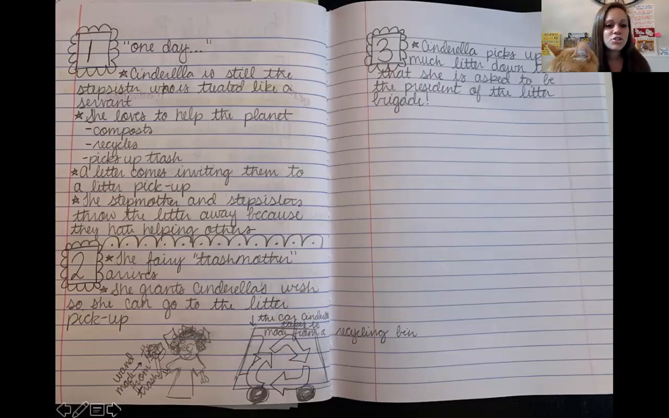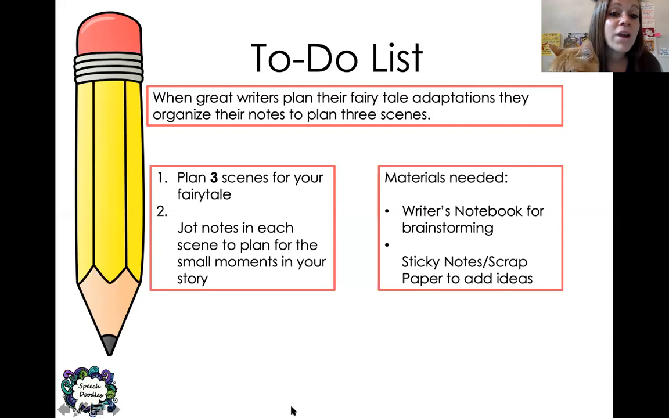So let's look at your to-do list today. Great writers plan their fairy tale adaptations by organizing their notes to plan 3 scenes. So today you're planning 3 scenes. You're not storytelling them. You're just planning what's going to happen. Then you're going to jot down notes in each scene to plan for the small moments that are going to happen in your story. The materials you need are your writer's notebook for brainstorming and sticky notes or scrap paper if you need to add any ideas.